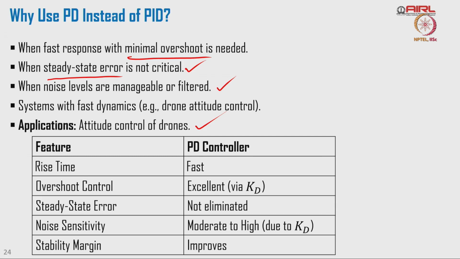Okay. So, what we see here is that for using PD control, rise time is fast because of the proportional control, overshoot control is being done by KD, steady state error is not eliminated because we do not have integral control, noise sensitivity is moderate to high due to KD, the presence of derivative control, and stability margin improves. So, you can verify this part, how stability margin improves for PD control. Okay.